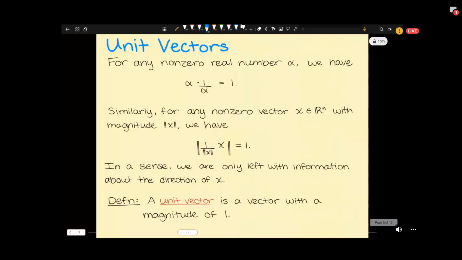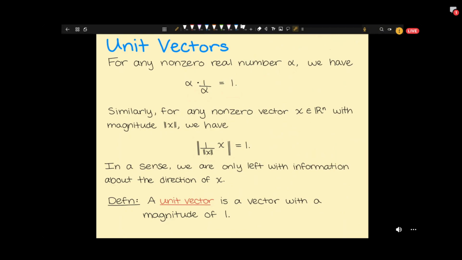And now, once we have magnitude, we can talk about unit vectors. In the same way that we can take any non-zero real number and multiply it by its reciprocal to get 1, we can do something very similar for vectors. For vectors, we take a non-zero vector, mind you, and we multiply it by the reciprocal of its magnitude. And then we look at the magnitude of this entire thing, and this should be 1. So it's analogous to what we do for numbers.